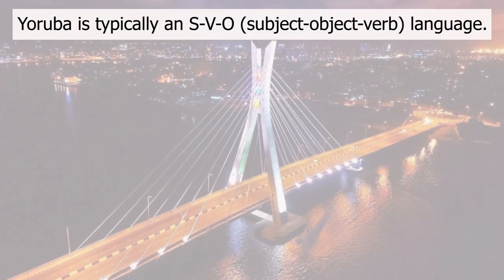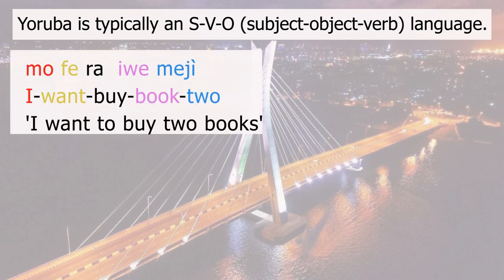Syntax. Typically, Yoruba is a subject-verb-object language, like English and many Indo-European languages. Take a look at some of these examples. Mo fe ra iwe meji. Mo means I, and fe, which means to like or to love, means to want in this context, followed by the word for to buy, ra, iwe meaning a book, and meji meaning two. This means I want to buy two books.